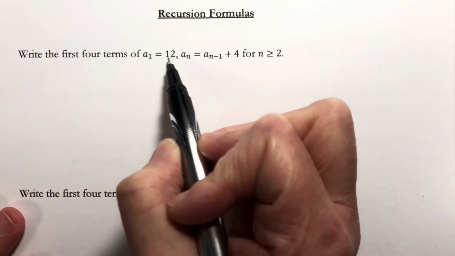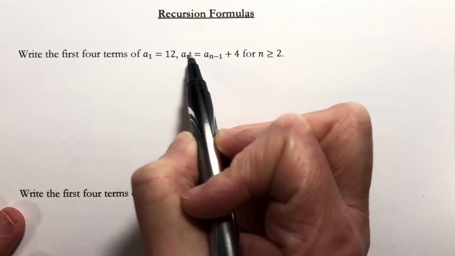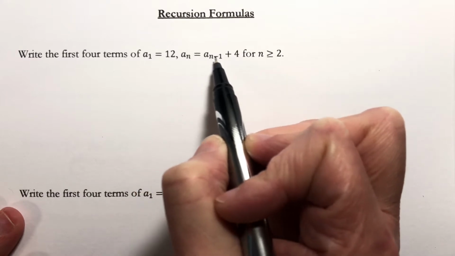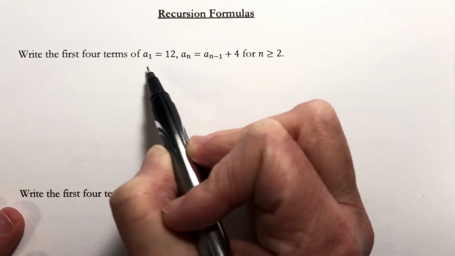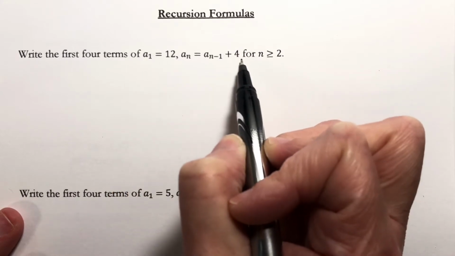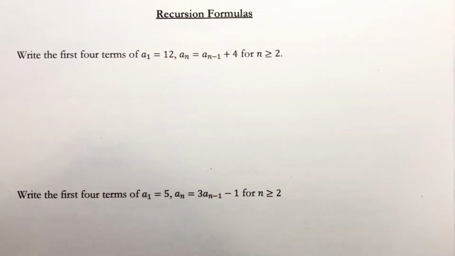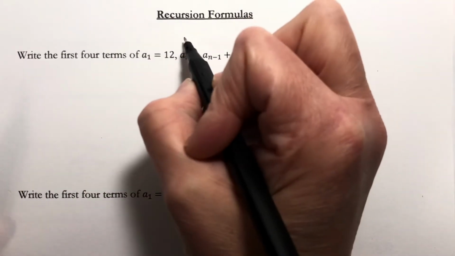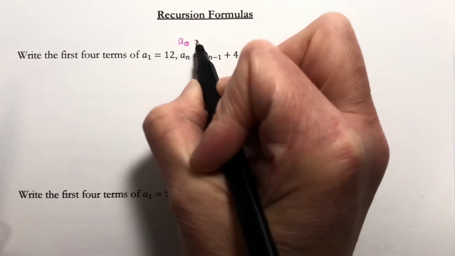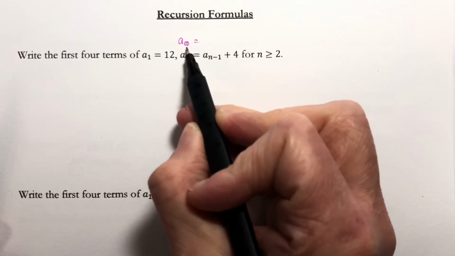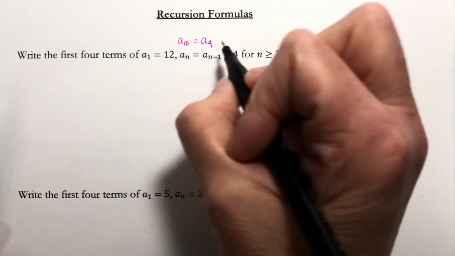If your A1 is 12, then to get your next number, if I wanted to get A2, then I would do A sub 2 minus 1, which is A1, which is telling you go to the previous one and add 4 to it. Okay, so let's just say, as an example, if I were asked to find A sub 10, this would say I go look at 10 minus 1, which would be A sub 9, which would be the number previous, and then add 4 to it.